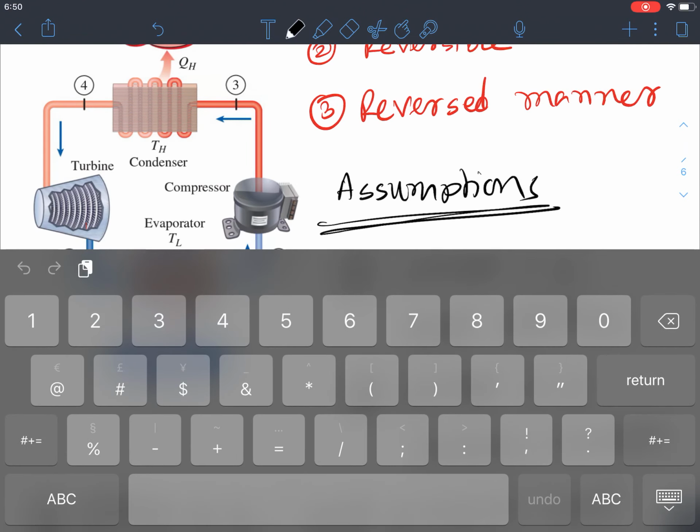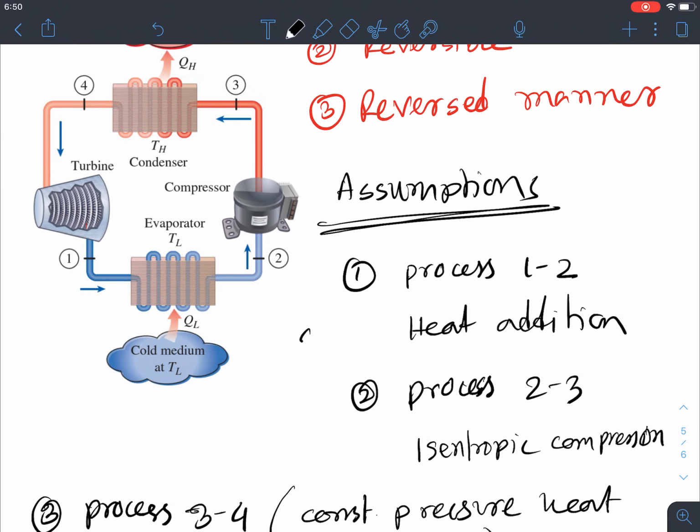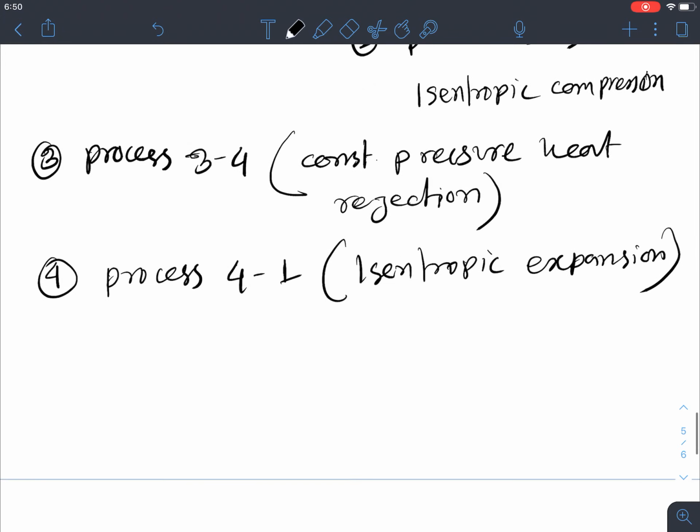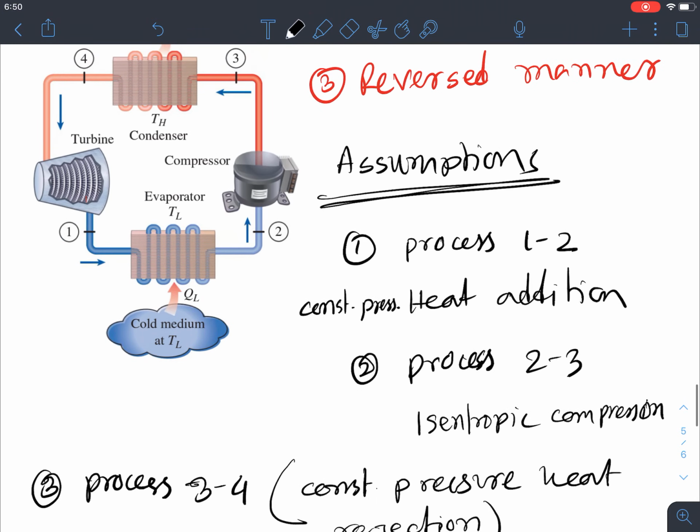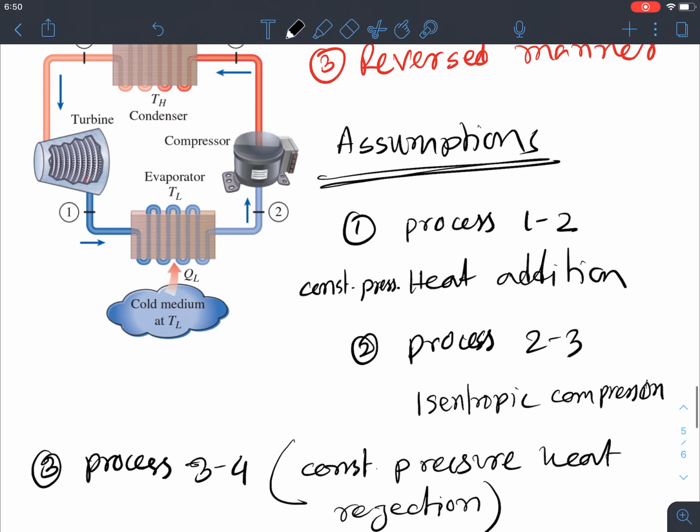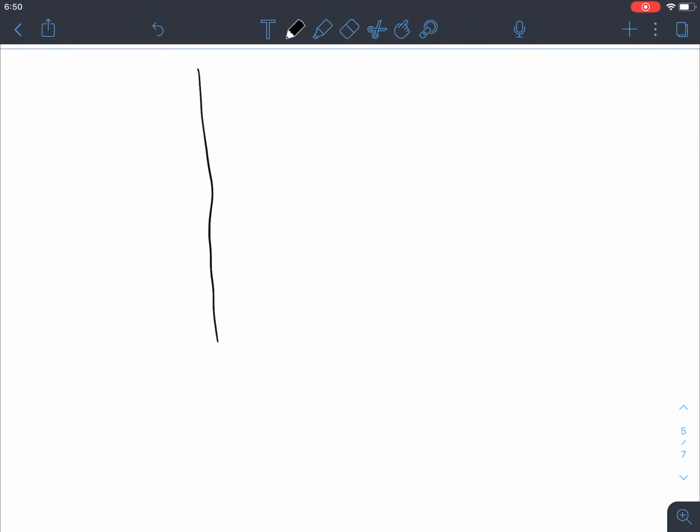And this heat addition is also constant pressure. Okay, constant pressure heat addition. Okay, so those are the assumptions. So if we take a look at the TS diagram of this ideal reversed Carnot cycle, then the TS diagram will look like this.